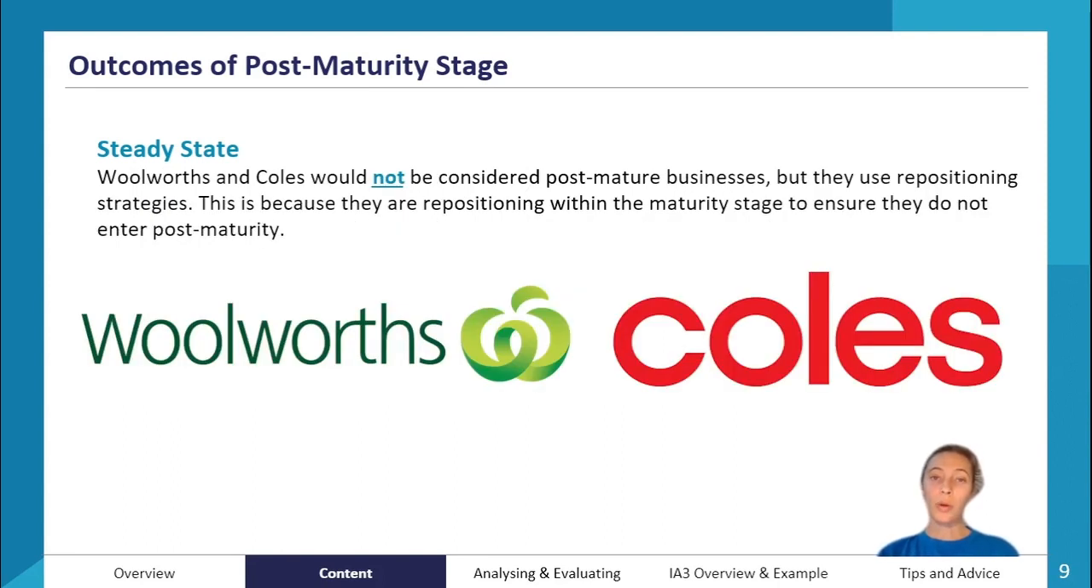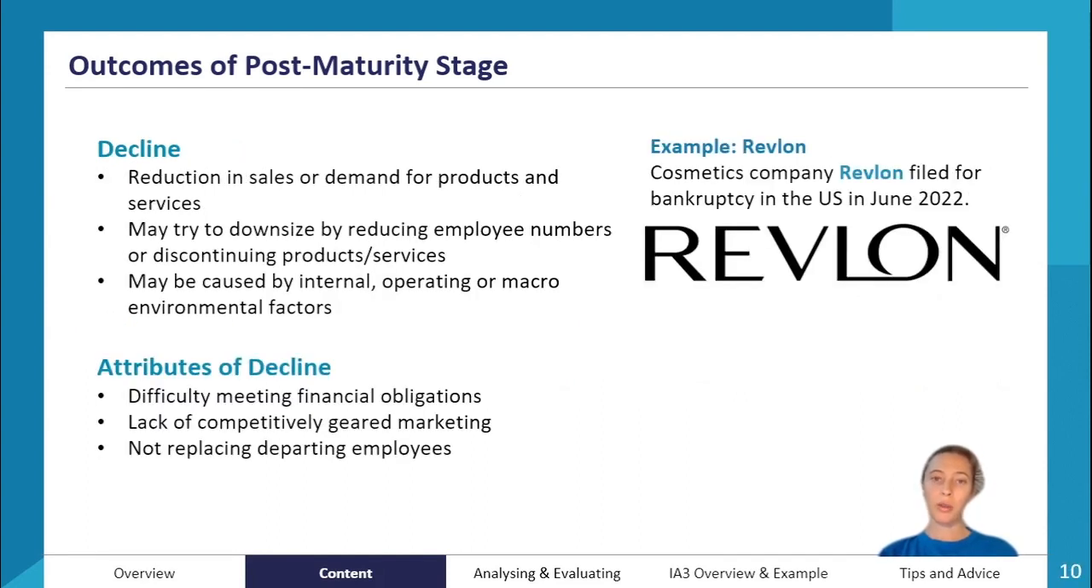So Woolworths and Coles would most likely not be considered post-mature businesses because they are still at the top of their industries. They're not really in that post-maturity phase. And the reason for that is they use those repositioning strategies to make sure they're constantly at the top of their game. And so that is helping them to make sure that they don't enter decline. And decline is where you're going to have a reduction in sales or demand for products and services. You may try to downsize by reducing employee numbers or not offering as many products or services. And it can be caused by lots of different factors, which we'll have a look at shortly as well.